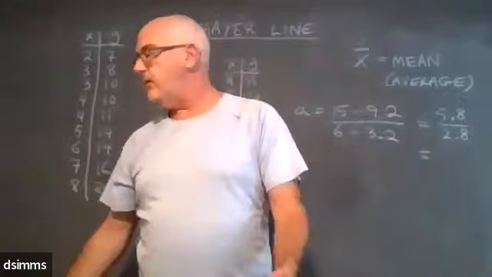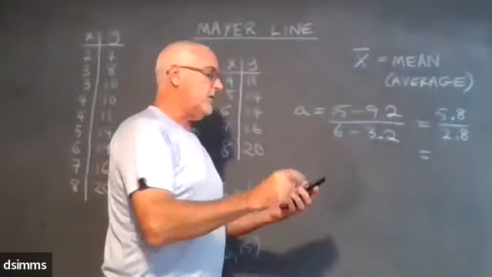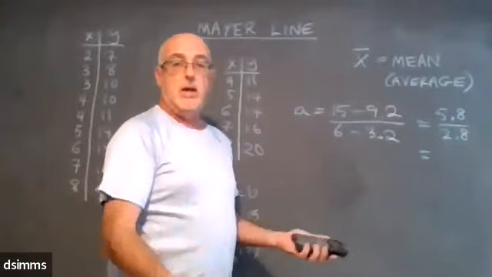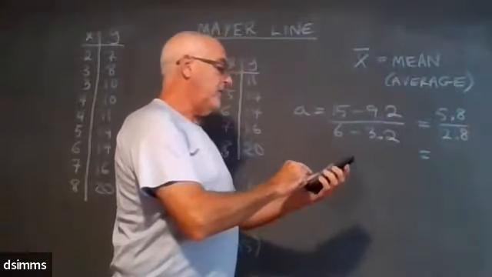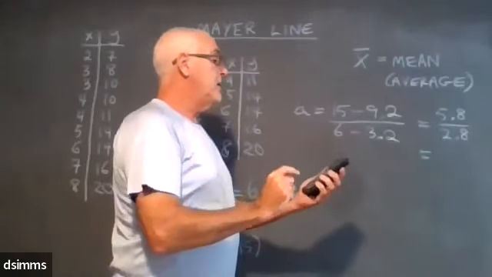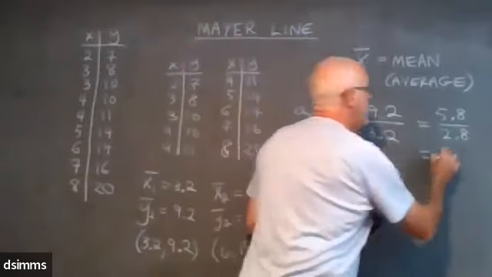And I can get a calculator if I want to simplify this. We can give the answer in the form of a fraction or a decimal. If it's in a decimal, you might have to do some rounding, but that's okay. So 5.8 divided by 2.8 is 2.07, it goes on, but I'm going to round it to 2.07.